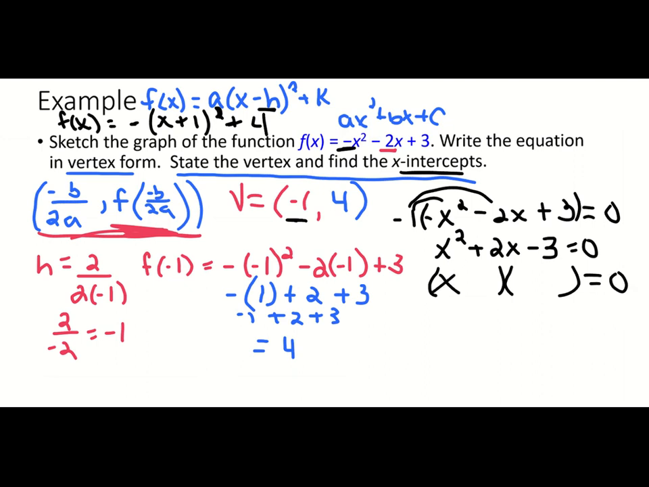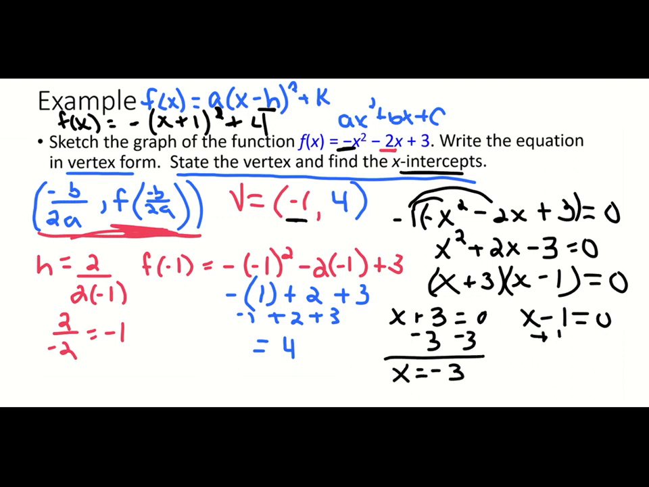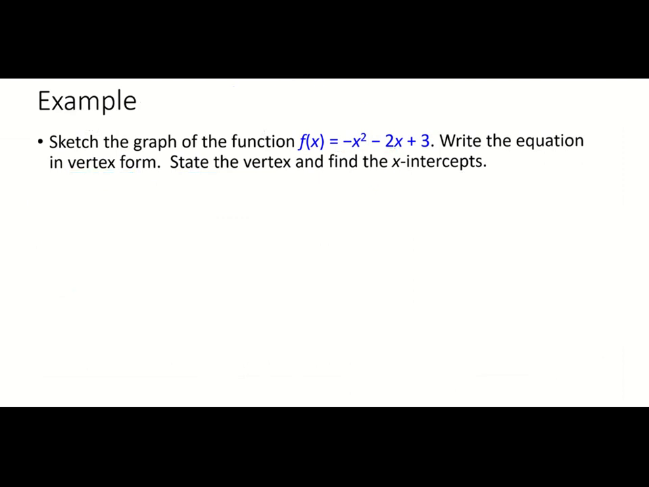When we factor that, we're going to have x, let's see, we have to use 3 and 1. It's a plus and a minus, so it's going to be a plus and a negative, I'm sorry. So it's going to be x plus 3 and x minus 1. And then we'll set those to 0. So now I have x equals negative 3, and then here we'll add 1, so x equals 1. So those are my x-intercepts, which we can use with the vertex to help us graph.